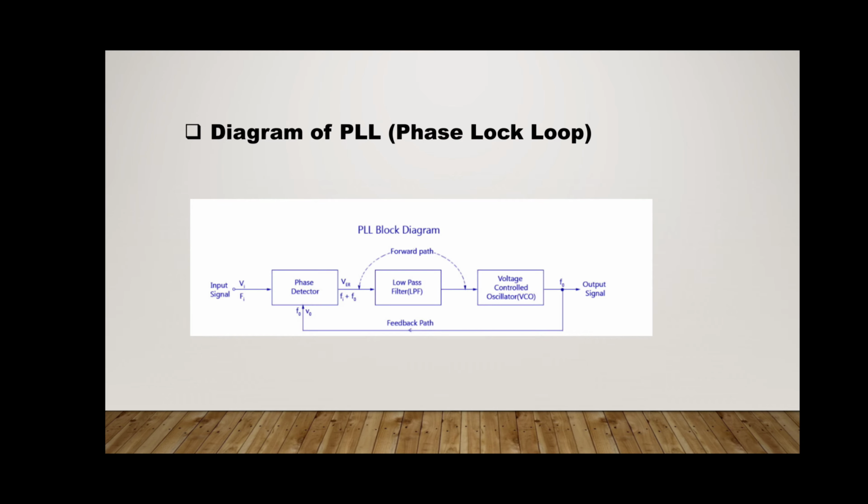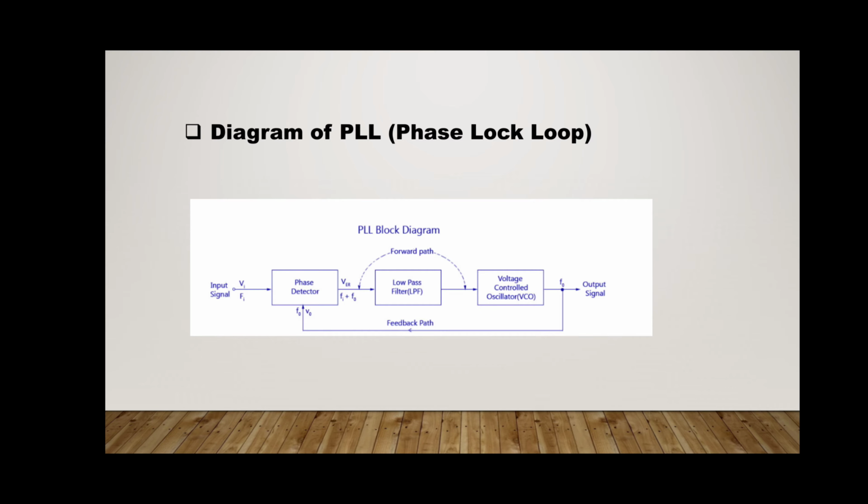PLL diagram. Let me give you a brief idea of the PLL diagram. Whenever the input signal comes to the phase detector, at the same time the VCO output signal comes to the phase detector as a feedback path. Then the output of the phase detector goes to the low pass filter, LPF. The LPF removes error from the signal. Then the signal goes to the VCO.